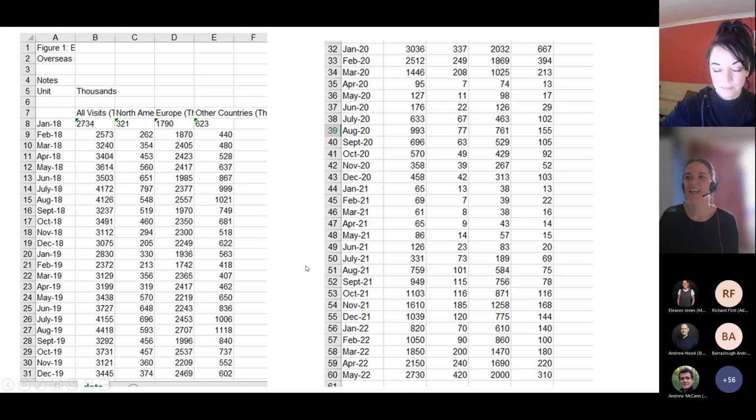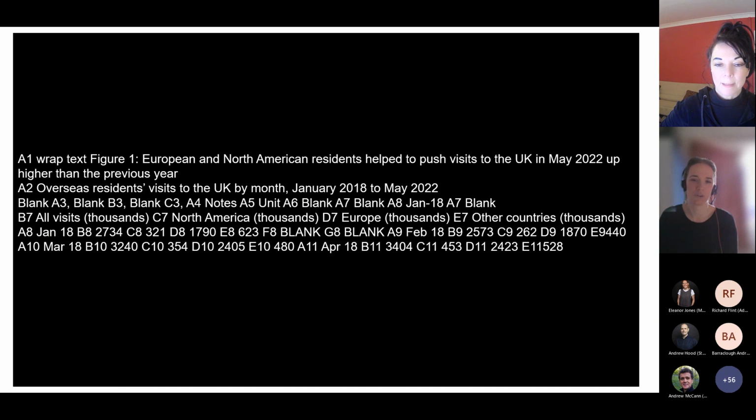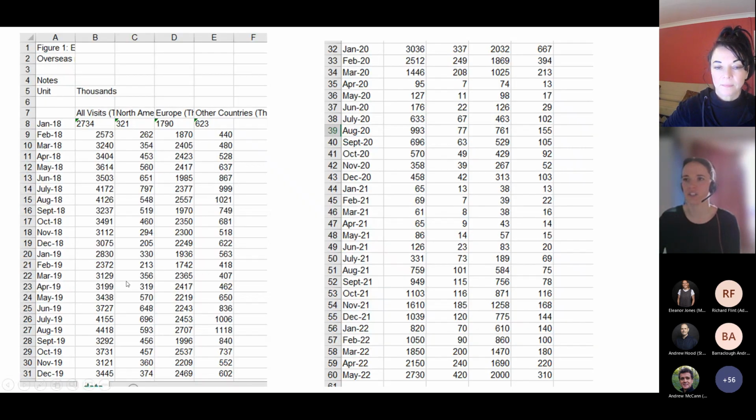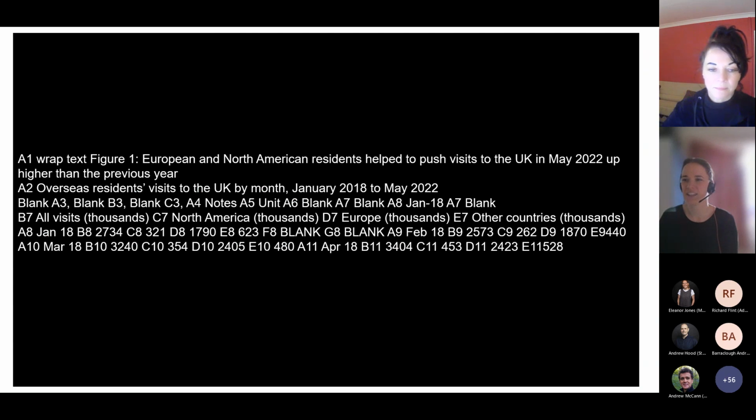But if you can't see it, then you're listening to it, and this is what you would hear. So you hear A1 wrap text figure 1, the title again, A2 overseas residence visits UK by month. Then this blank step is because, if you can't see that layout, imagine you're trying to find your way around just by moving the cursor around, moving the selected cell. You don't know where the data is because you don't know where the layout is. So then you get a load of blanks. Then eventually you get to the data, get read out all the headings, and then just get read the numbers. But you've got to somehow remember what the heading was for that number.